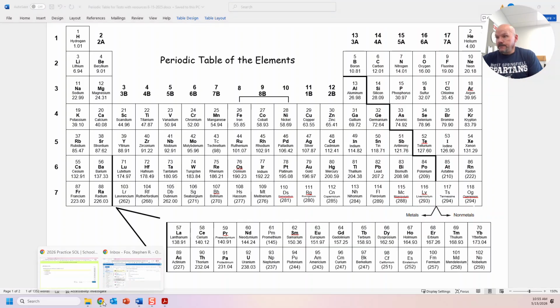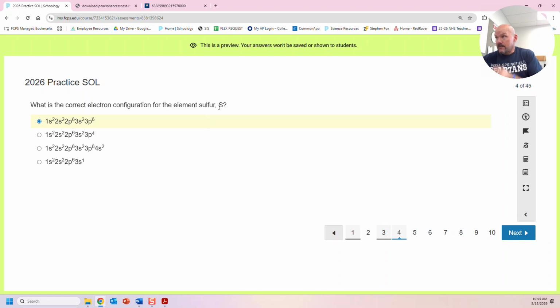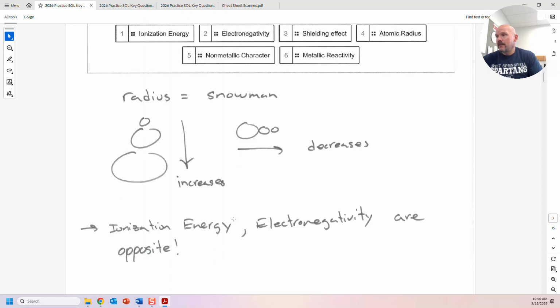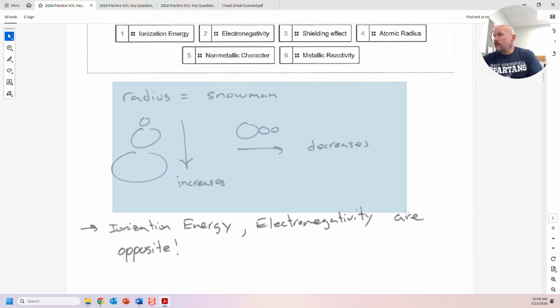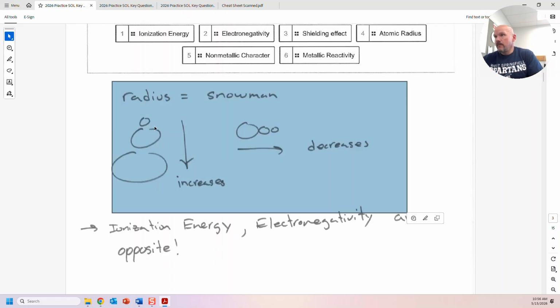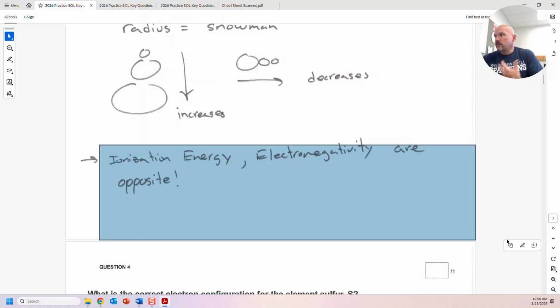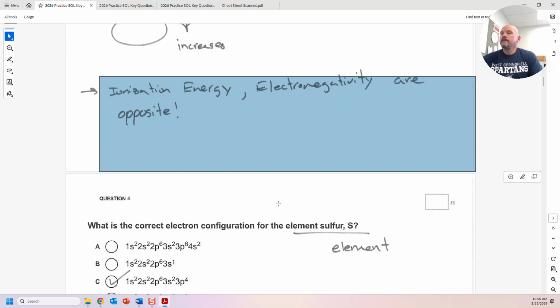So in this question, it's just sulfur, not in a compound, so it's just regular sulfur. It's this electron configuration. But again, if it was in a compound, sulfur's closest noble gas is argon, so it would be argon's electron configuration. Okay, let's see if I wrote anything down. So here are the trends. Radius, snowman: it increases going down, but if you tipped it over, it decreases going across. You know that these trends are opposite this trend. So if radius decreases this way, ionization energy increases this way, okay?